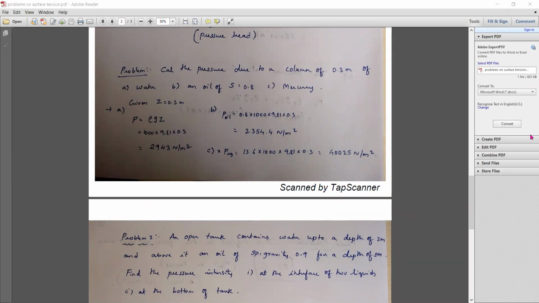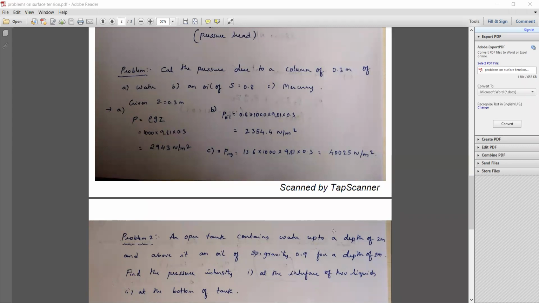An open tank contains water up to a depth of 2 meters. So here in that tank we have two fluids: an open tank with water up to a depth of 2 meters, and above it another fluid, an oil of specific gravity 0.9 for a depth of 1 meter. So we have two fluids in a single tank, first water and then oil. Find the pressure intensity at the interface of the two liquids and at the bottom of the tank.